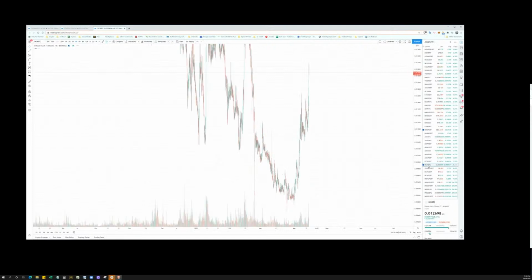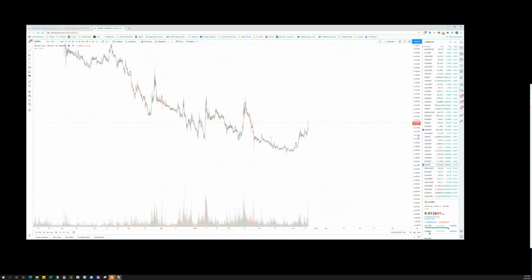Bitcoin Cash. Yeah, it's recent. So a recent breakout.